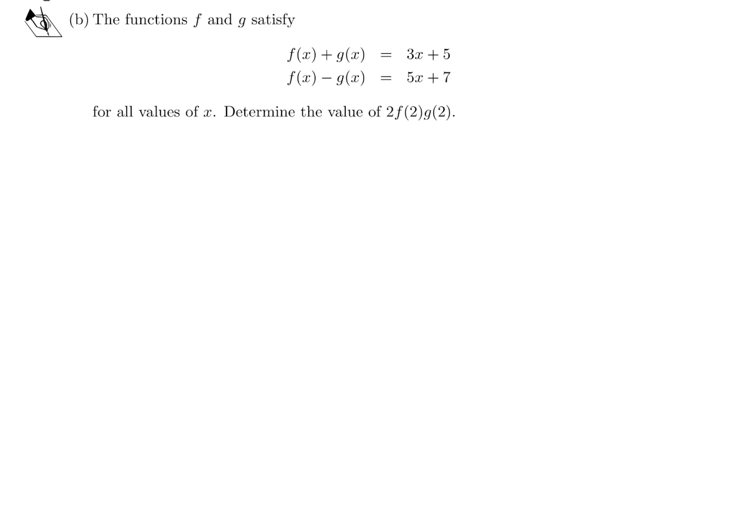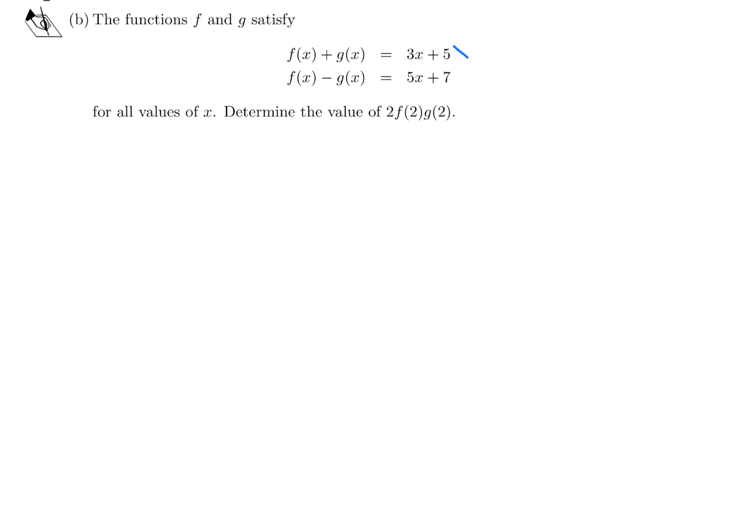The functions f and g satisfy f at x and g at x added, 3x plus 5, f at x minus g at x, 5x plus 7, for all values of x. Determine the value of 2 times f at 2 times g at 2. Several ways of doing this. There's a short way, and I'll show you the short way.